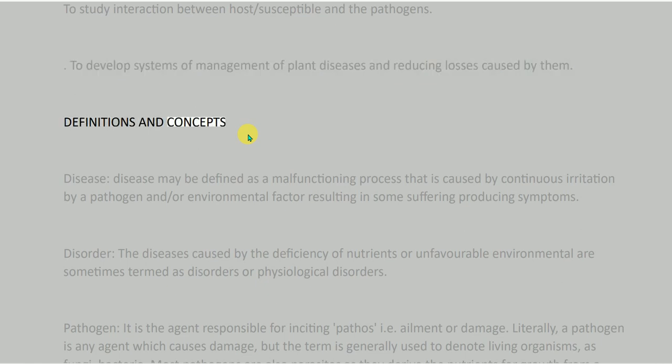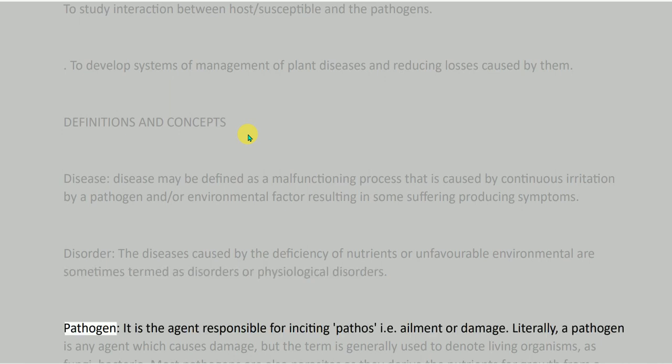Definitions and concepts. Disease. Disease may be defined as a malfunctioning process that is caused by continuous irritation by a pathogen and/or environmental factor resulting in some suffering producing symptoms. Disorder. Diseases caused by the deficiency of nutrients or unfavorable environment are sometimes termed as disorders or physiological disorders. Pathogen. It is the agent responsible for inciting pathos, i.e.